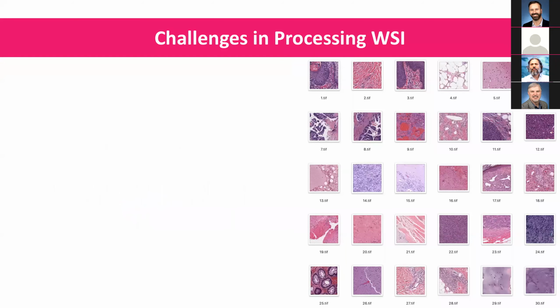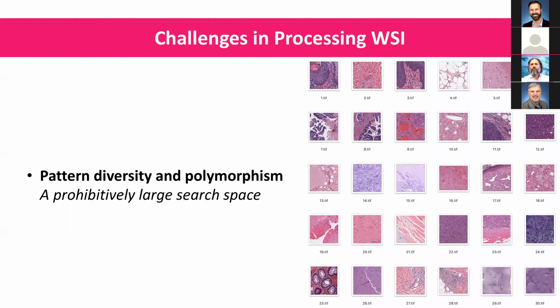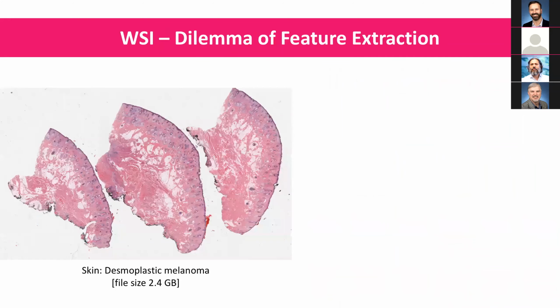Another challenge in pathology is that we are dealing with a huge diversity and so-called polymorphism, meaning that the same disease, the same abnormality, can appear in very different ways. That means we have a prohibitively large search space to deal with. That's not easy for the techniques involved.